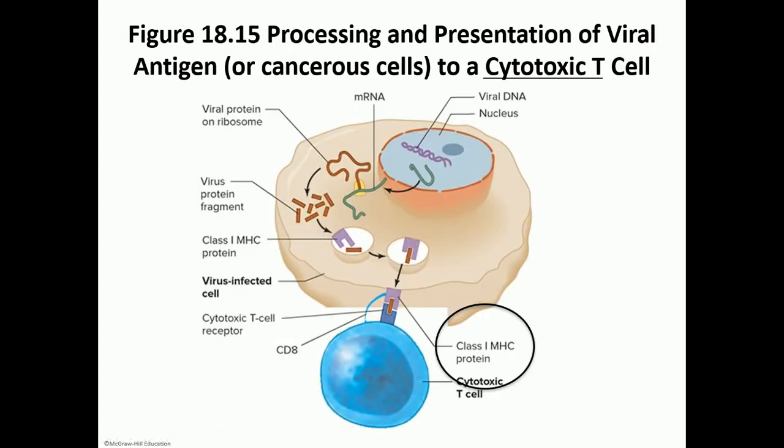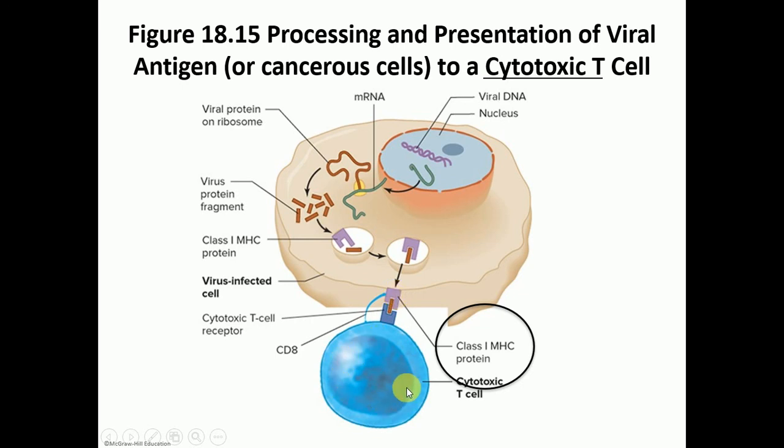So what about the cytotoxic T cell? Well, cytotoxic T cells do not need an antigen-presenting cell. Remember, your antigen-presenting cells had class 2. But any cell in the body, all of our nucleated cells, remember, have class 1 MHC. So if any of our cells are invaded by a virus or have cancerous changes going on, these cells have the ability to present that antigen on its class 1 MHC.